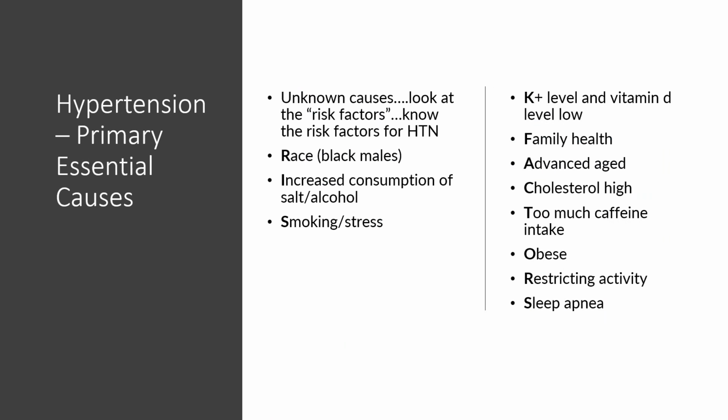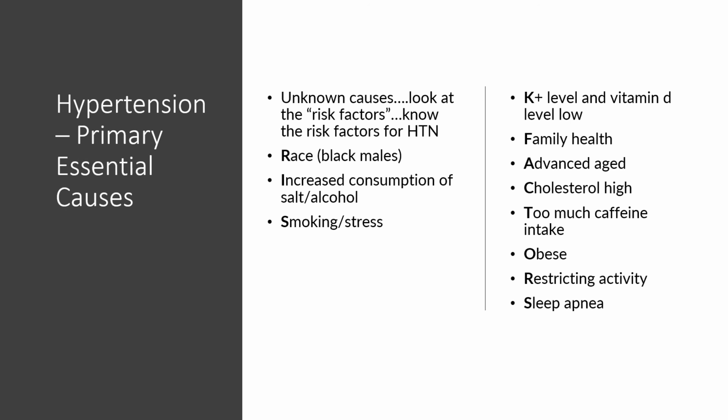So continuing with essential causes. Unknown causes. Look at the risk factors known. The risk factors for hypertension are race, being black, being a male, increased consumption of salt, smoking, and stress. As we know, blacks retain salt and sodium. And there you are, you're increasing your consumption of salt and alcohol. And wherever salt and alcohol go, there goes water. Okay? So you have all this water and the patient becomes dehydrated.